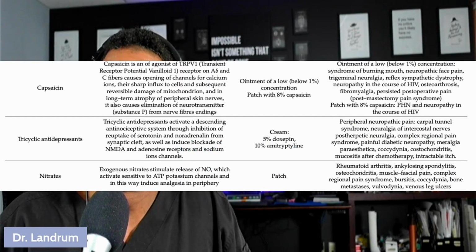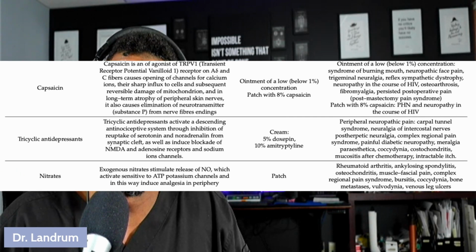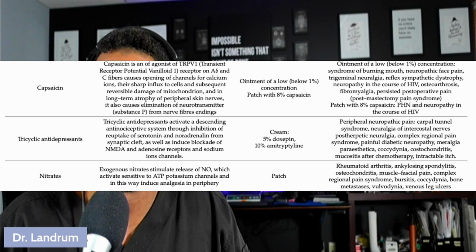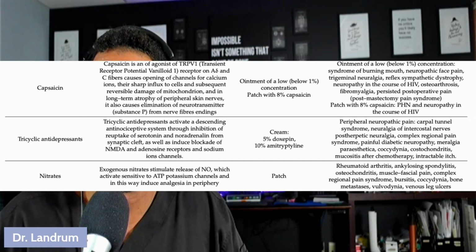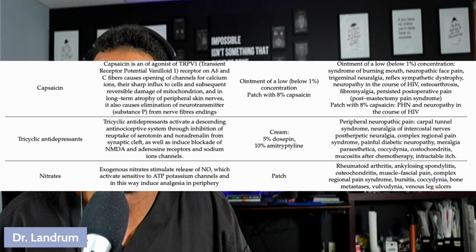Or we can look at things like capsaicin, tricyclic antidepressants and nitrates, and how they can be useful specifically for things like neuropathic face pain, burning mouth syndrome, osteoarthritis, fibromyalgia, or tricyclics in the context of peripheral neuropathic pain, carpal tunnel, coccydynia. And then nitrates are useful for rheumatoid arthritis and ankylosing spondylitis.